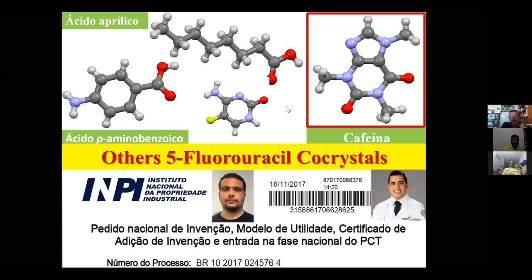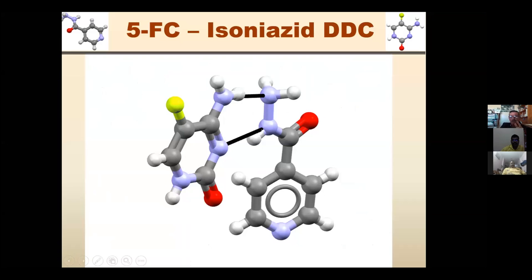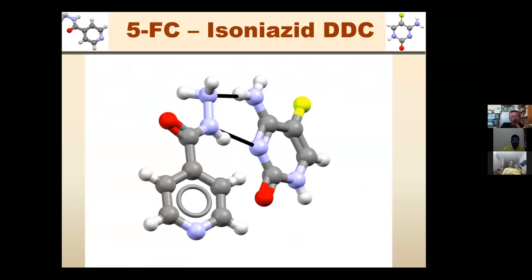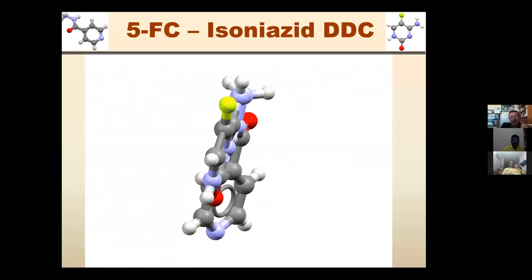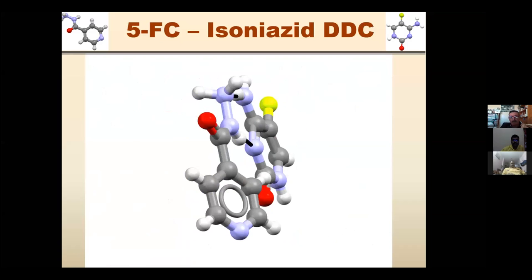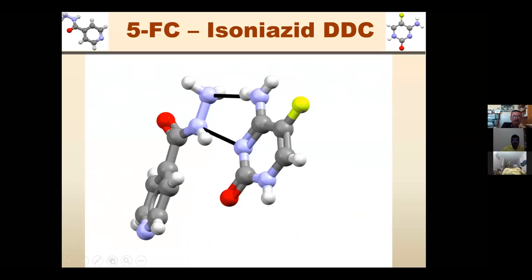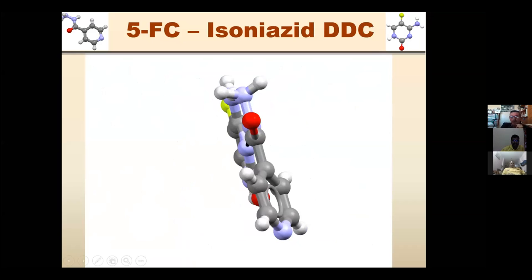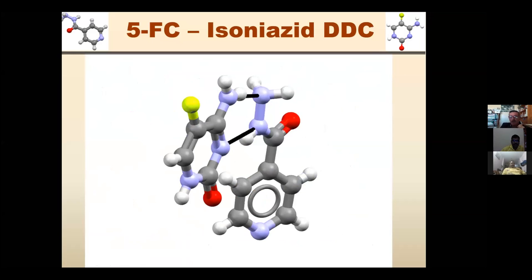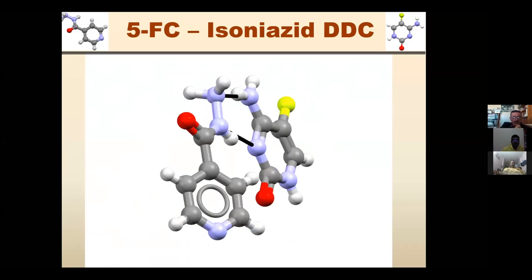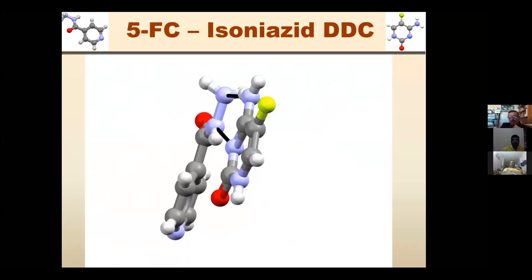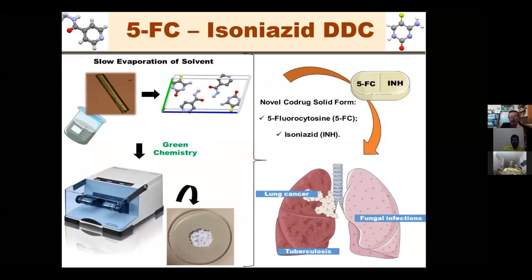What does that mean, a drug co-crystal with this molecule in here? This co-crystal is 5FC here with isoniazid. Isoniazid, as I told you, is one of the main drugs used for the treatment of tuberculosis. And so this combination of drugs was mainly done thinking about lung cancer, which is a very common effect after tuberculosis.